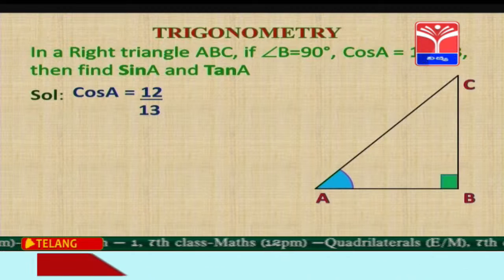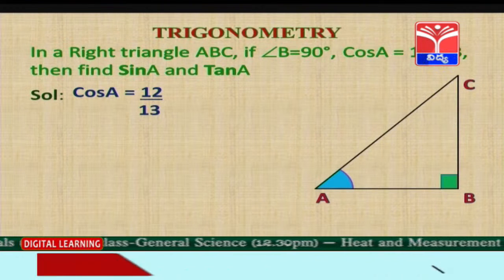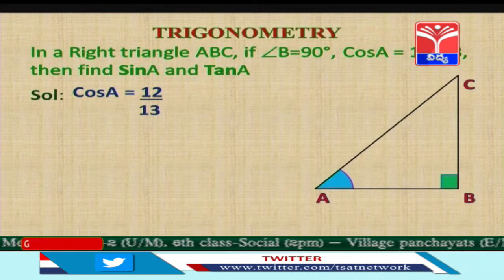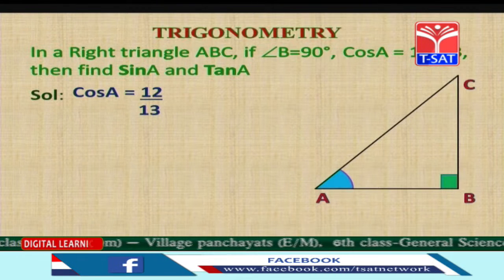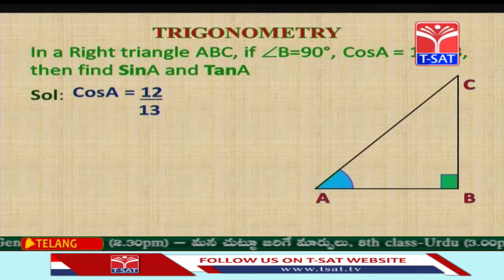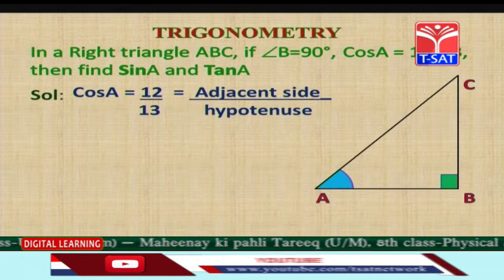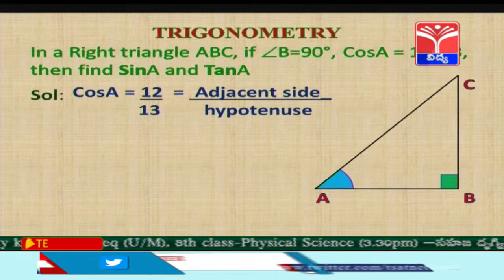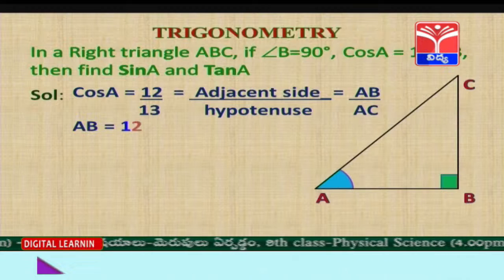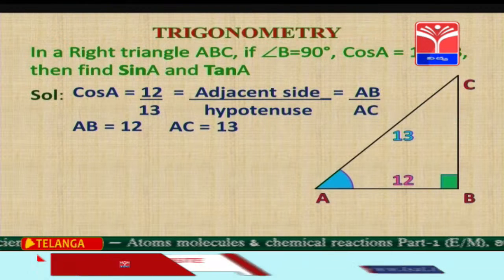Now, all of us know that ABC is a right triangle, right. So, if it is a right triangle, we know that Pythagoras theorem is applicable. So, by using Pythagoras theorem, how do we find the other ratios? Let us start. But before going to that, what is the ratio of cos A? That is adjacent side by hypotenuse. So, what is the adjacent side to A? That is AB, and hypotenuse here is AC. That means, I can say AB is 12 centimeters or 12 units, AC is equal to 13 units.